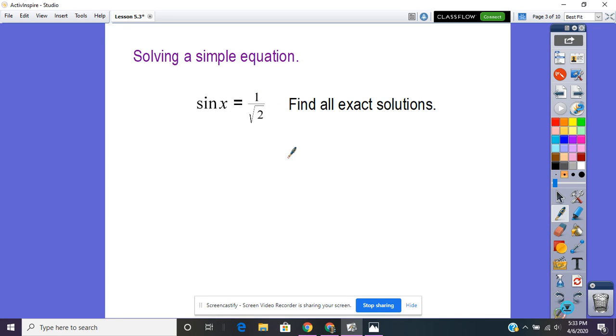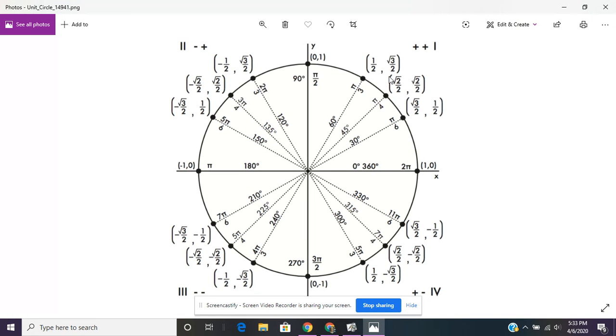Something else to remember is it's not just 1 over square root 2. You can also see this written as square root 2 over 2, which is how it shows up on one unit circle, and other unit circles show it like this. So it really doesn't matter which one. But since it says find all exact solutions and we're in x, we're going to be looking in radians, and we want to look at the entire circle to find where sine equals this. If I pull this up, sine equals that right here at 45 degrees, and sine equals that right here again at 135 degrees. But keep in mind we want radians, so it's pi over 4 and 3 pi over 4. Down here our signs are negative.